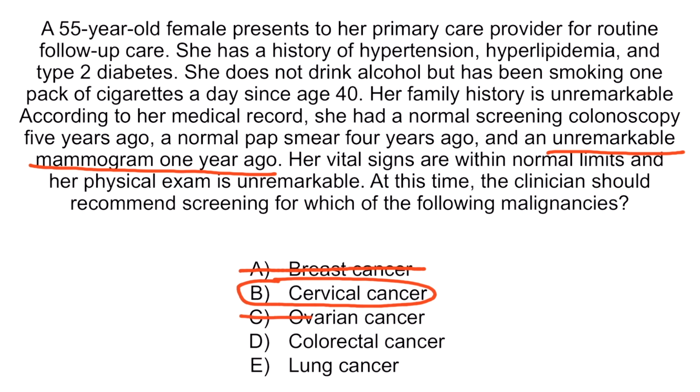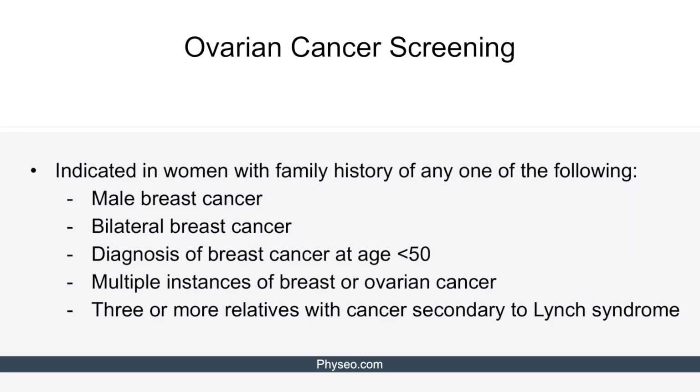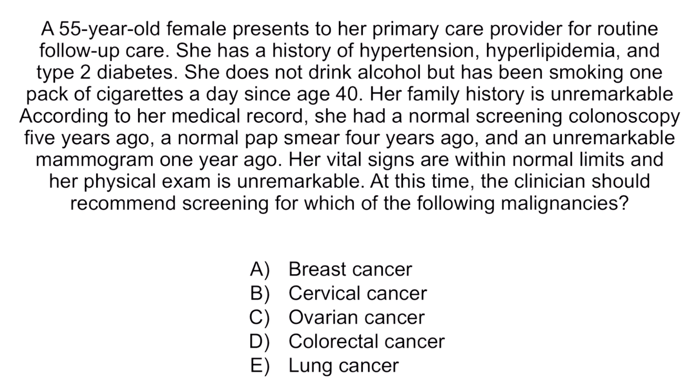Now option C, ovarian cancer, is incorrect because this patient does not meet criteria for ovarian cancer screening. Recall from this slide that ovarian cancer screening is indicated in women with a family history of any one of the following factors: male breast cancer, bilateral breast cancer, diagnosis of breast cancer at age less than 50, multiple instances of breast or ovarian cancer, and 3 or more relatives with cancer secondary to Lynch syndrome. And since this patient's family history is unremarkable in that way, she does not meet criteria for ovarian cancer screening.